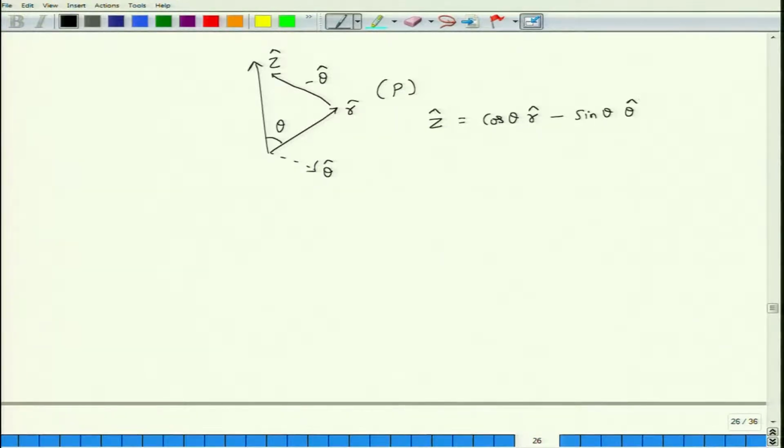So if you take z hat and project it over r, it would be cos theta. If you project z hat over theta, actually you will be projecting it over minus theta, and that would be equal to sin theta.